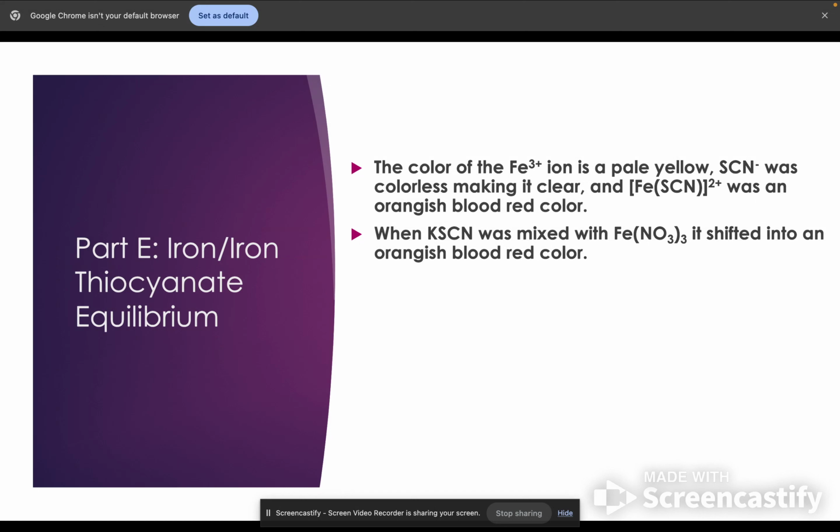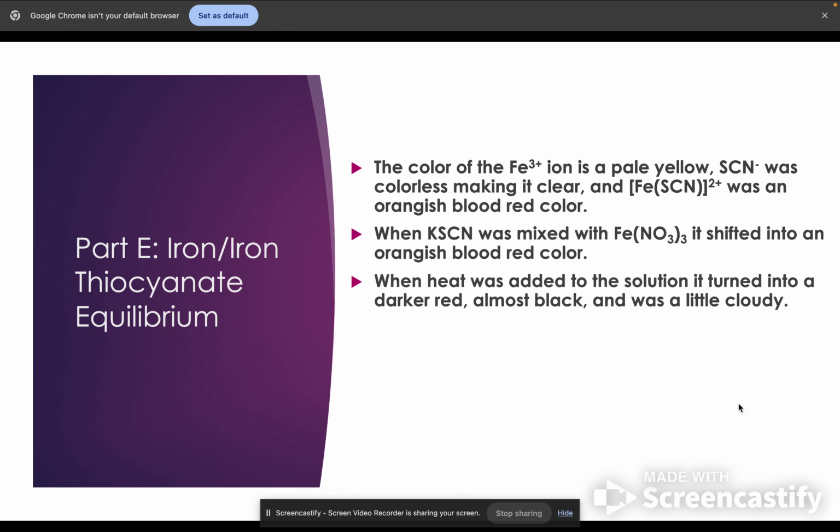When KSCN was mixed with Fe(NO3)3, it shifted into a more orangish blood red color, just more saturated, almost a bit more red. And when heat was added to the solution, it turned into a darker red. It was almost black and just a little bit cloudy.